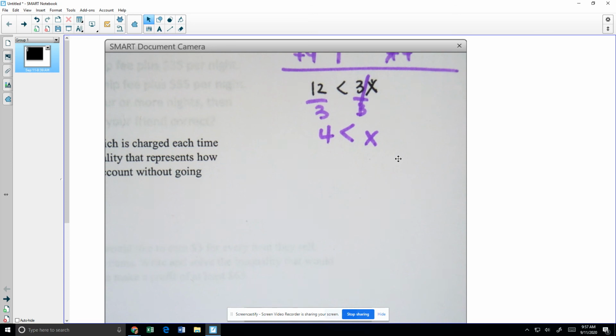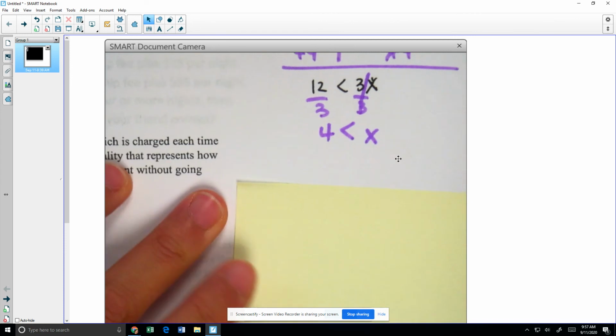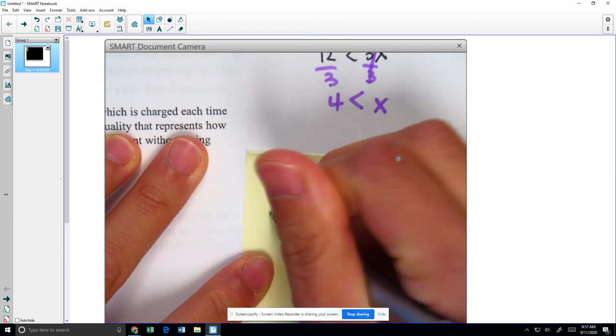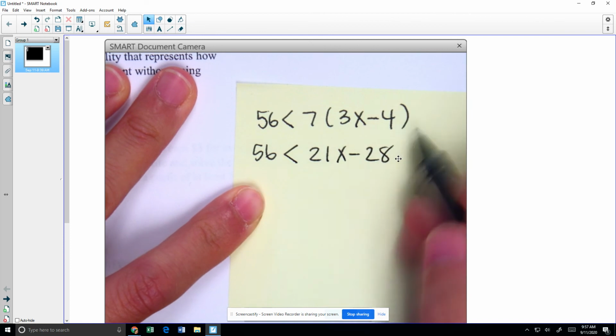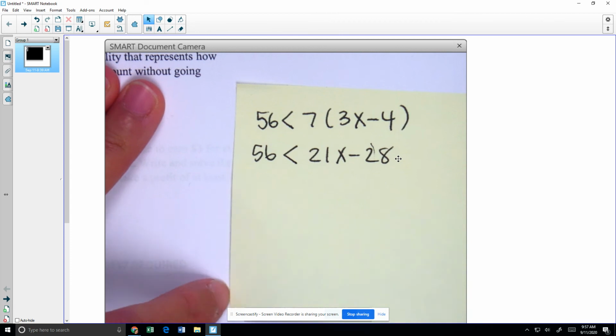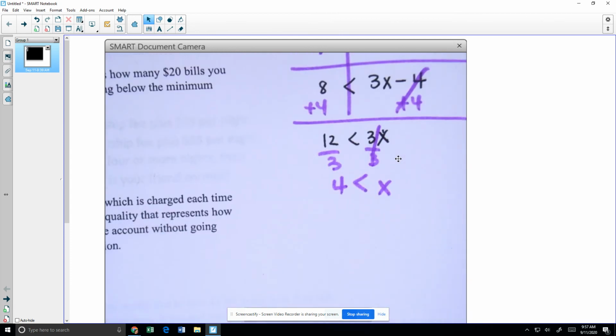I have a question. Yes. Why didn't we distribute? You could totally distribute and then solve it that way. You would just be spending maybe 3 or 4 extra steps. For example, if you got here, 56 is less than 7(3x - 4), 56 is less than 21x - 28. You could still do the same thing and then add 28, divide by 21. You just have bigger numbers to work with and more steps to take, but you'd still get the same answer as me. Any other questions?